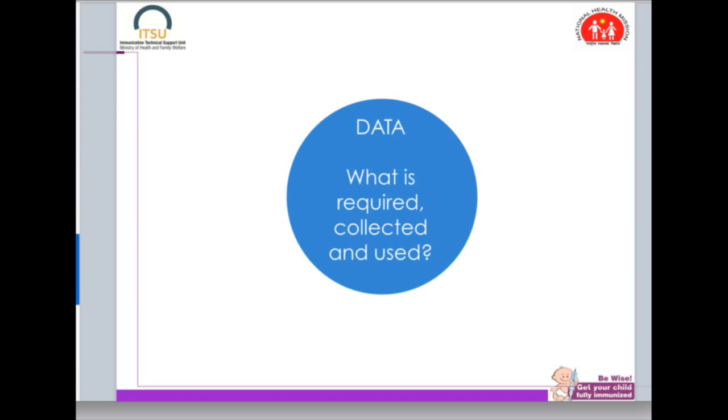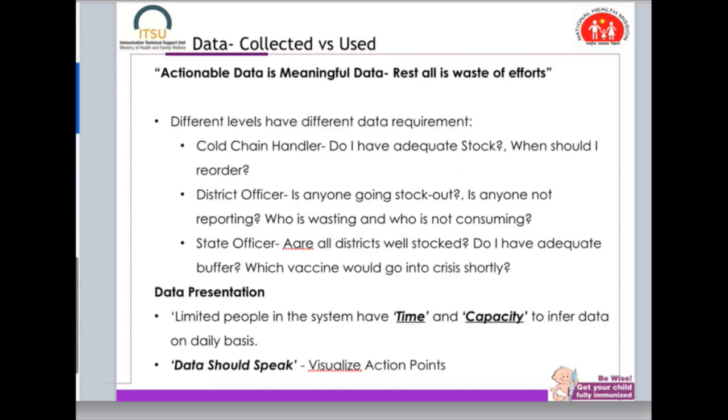My previous boss used to say one very clear line, and I've borrowed it from him: actionable data is meaningful data. Rest all is waste of efforts. So if you have data which you can't act upon, then there's no point collecting it. And what is actionable data? Actionable data is very different from level to level. For a cold chain handler, the actionable data is, do I have adequate stocks? She just wants to know, do I have adequate stocks, and when should I reorder? For a district level, is anyone going out of stock?